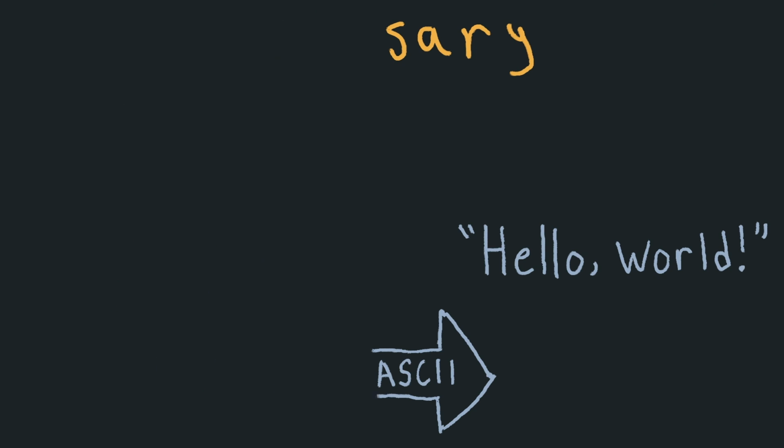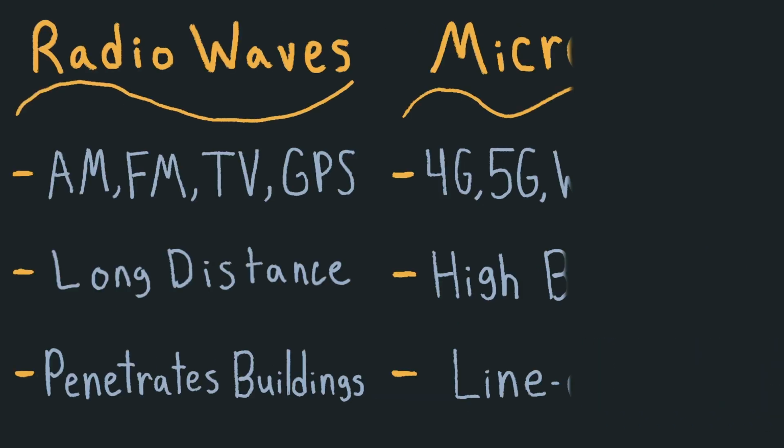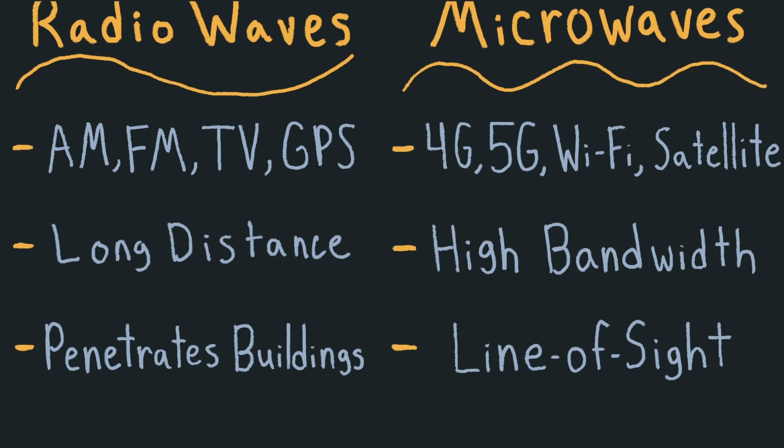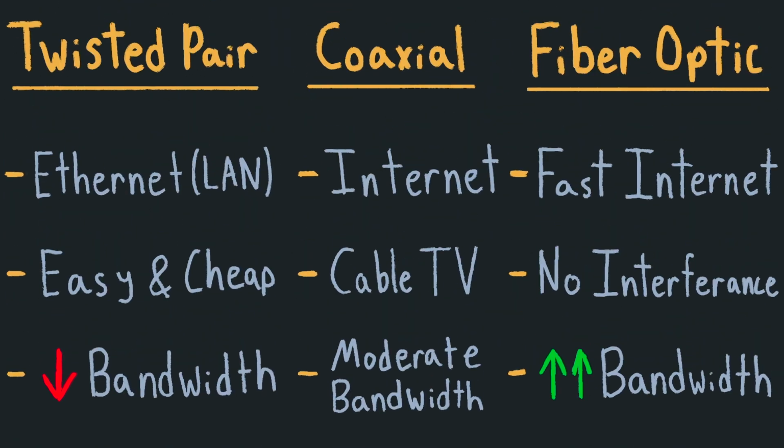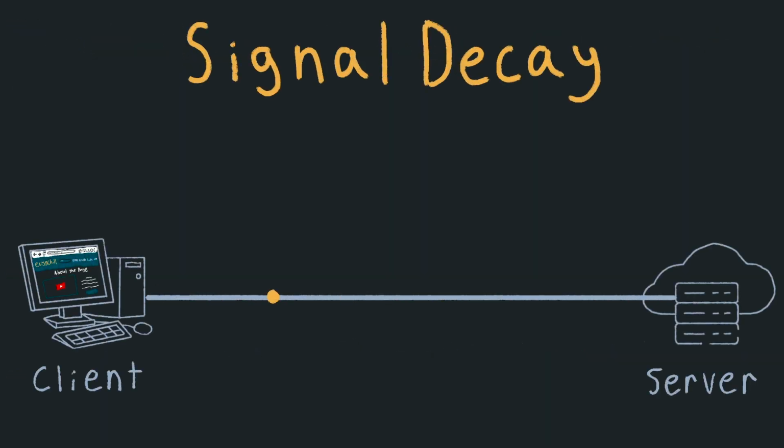To move these bits, we use the physical layer. This includes both wireless media like radio waves and microwaves, and wired media like twisted pair, coaxial, and fiber optic cables. To keep the signal strong over long distances, we use devices like repeaters and amplifiers.